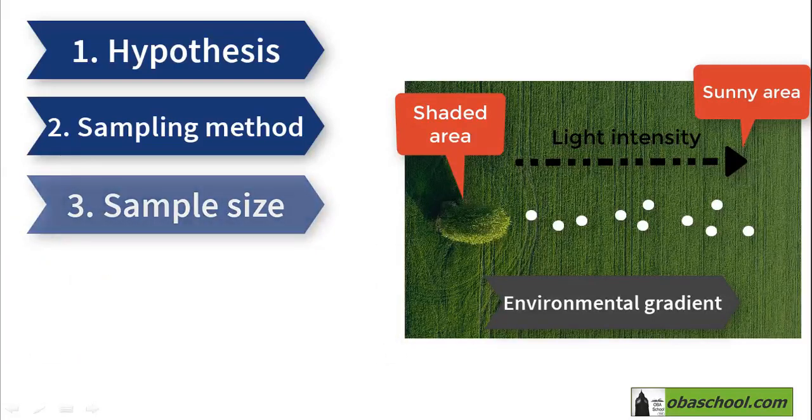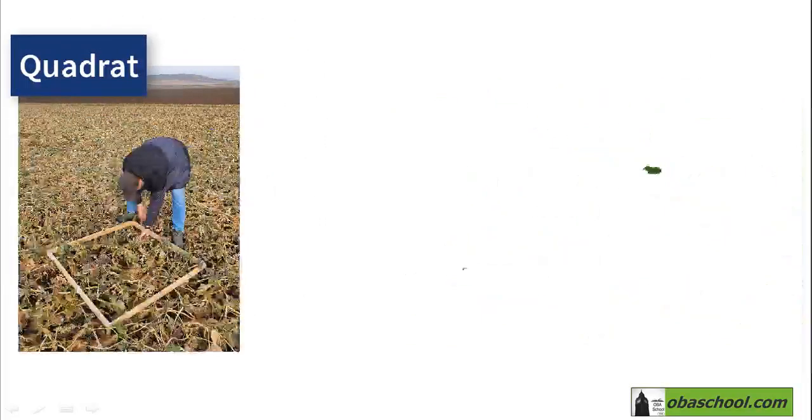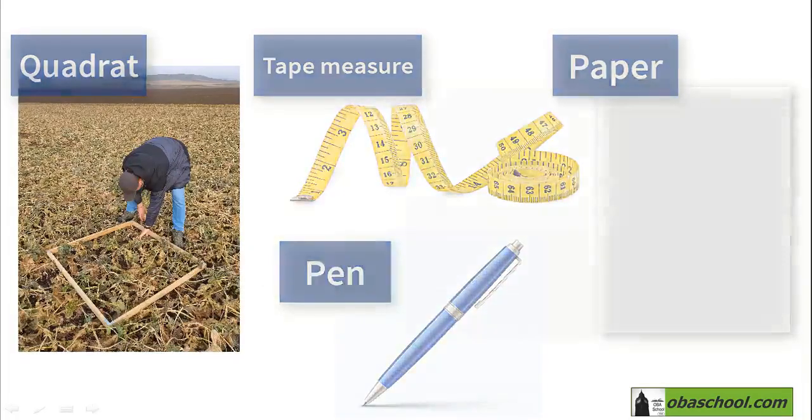And of course, we should choose a large sample size, which is suitable for statistical analysis. So a minimum of 10-meter tape measure is required in order to acquire data from at least 10 quadrats. This will be discussed later on during the investigation. Now, the equipment needed for this method are a quadrat, a tape measure, a pen, and a paper.